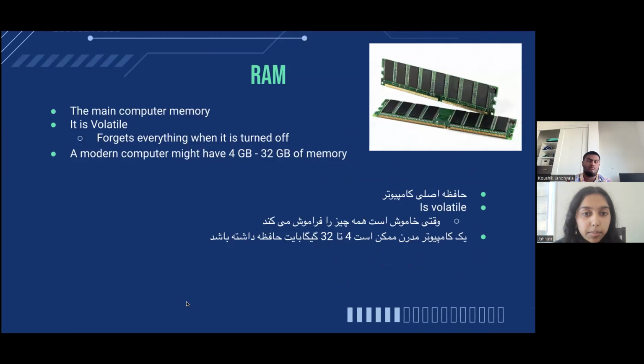Here we have RAM. RAM is the main computer memory. It is volatile, so it forgets everything, or loses all the data, when the device loses power. A modern computer might have anywhere from 4 GB to 32 GB of memory.